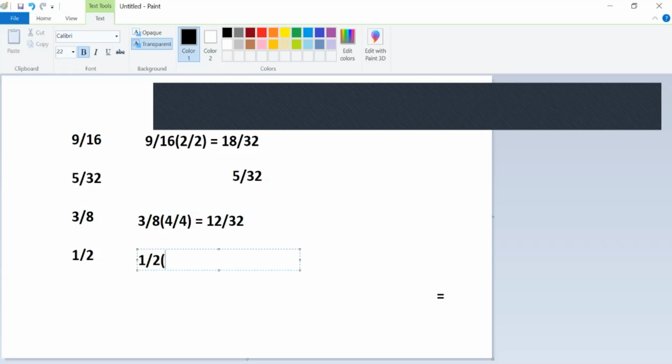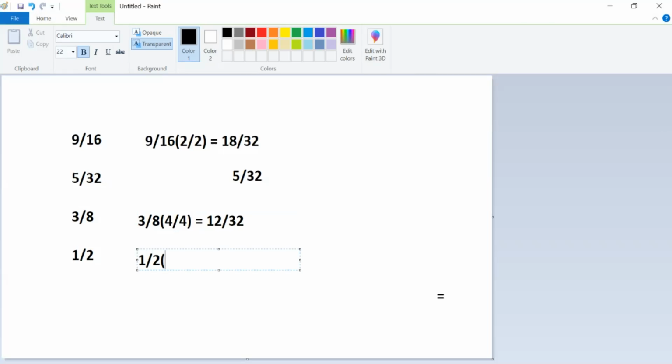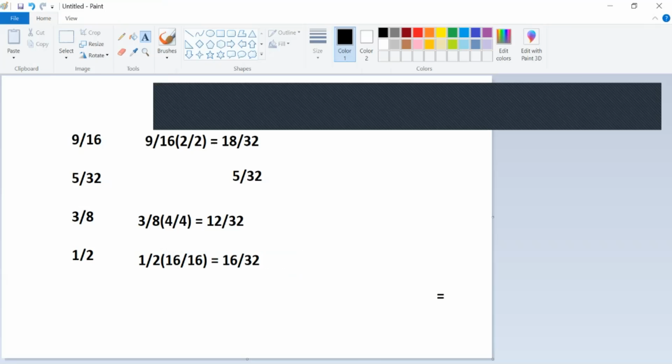And what about the last one? What do I have to multiply the top and bottom by to get a denominator of 32? Let's see. 2 times what makes 32? That's the question. 16. So it becomes 16 divided by 16, right? So 1 times 16 is 16. Okay, now they all have a denominator of 32.